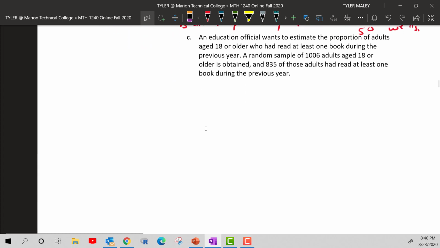Right. So then part C, the last one, we have an education official who wants to estimate the proportion of adults age 18 or older who had read at least one book during the previous year. A random sample of 1,006 adults age 18 or older is obtained, and 835 of those adults had read at least one book during the previous year.